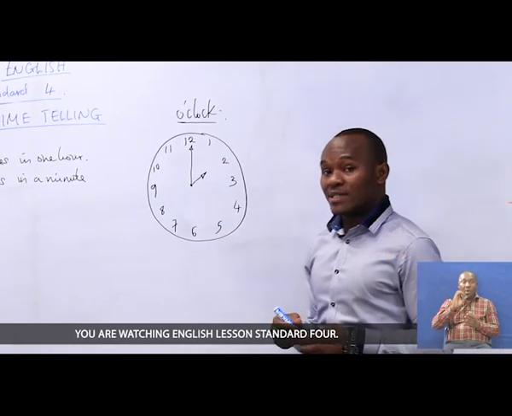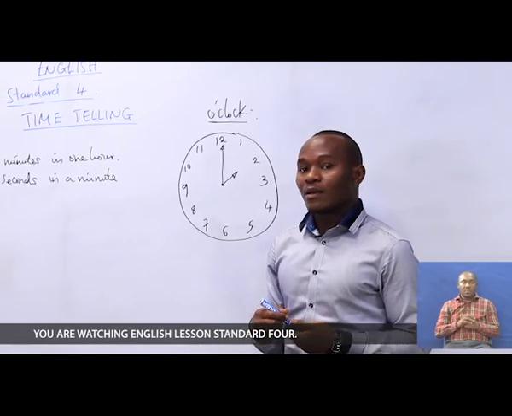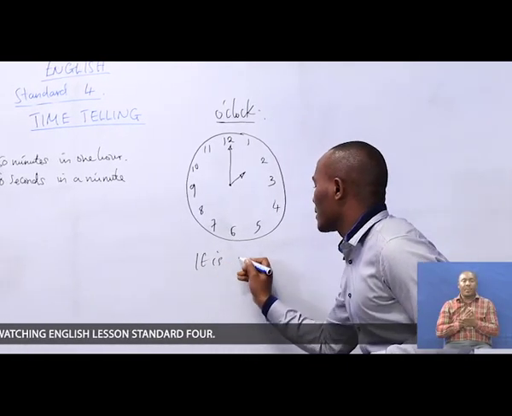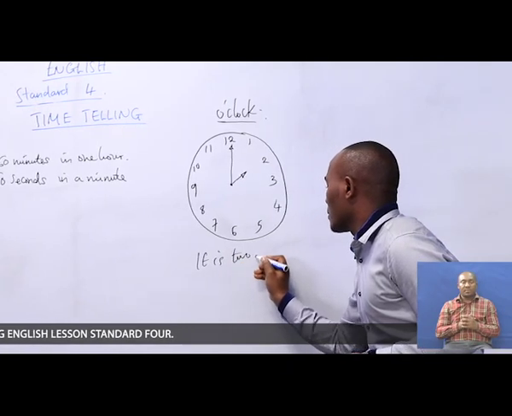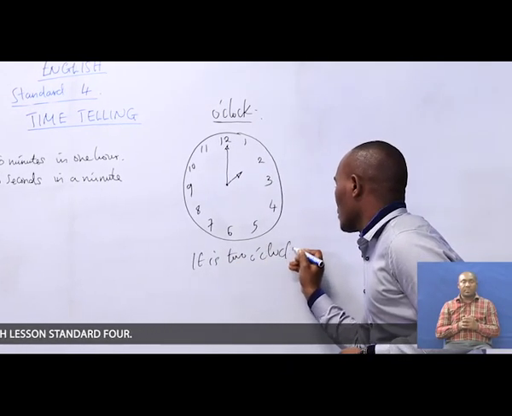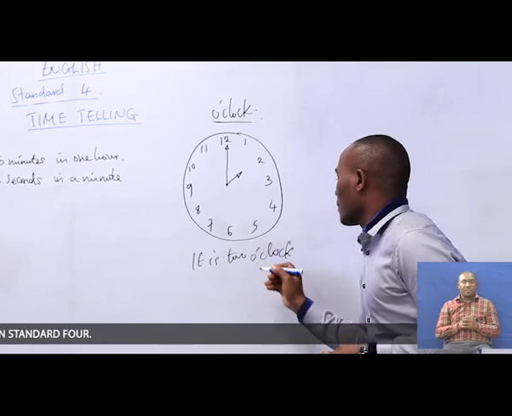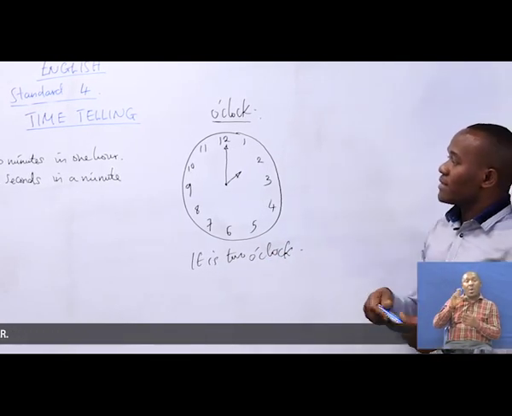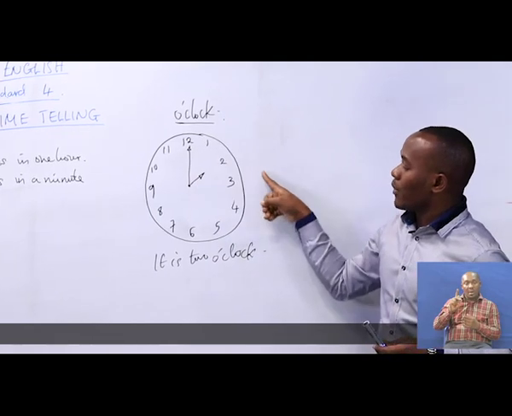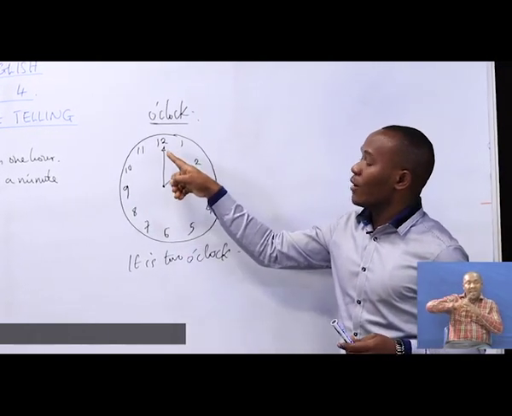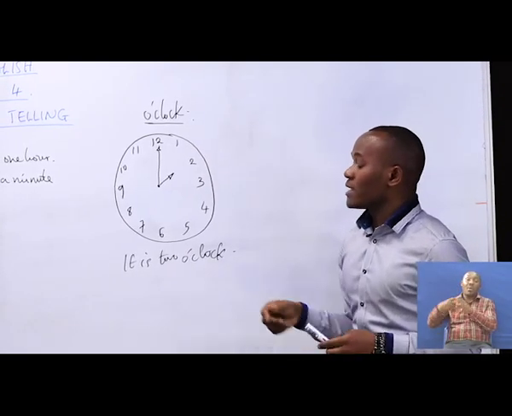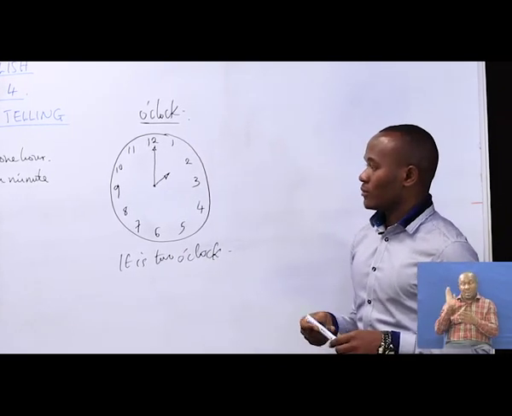Yes, how will we call it? It is 2 o'clock. This means the long arrow has completed its rotation of 60 minutes and makes 1 hour. So this is 2 o'clock.